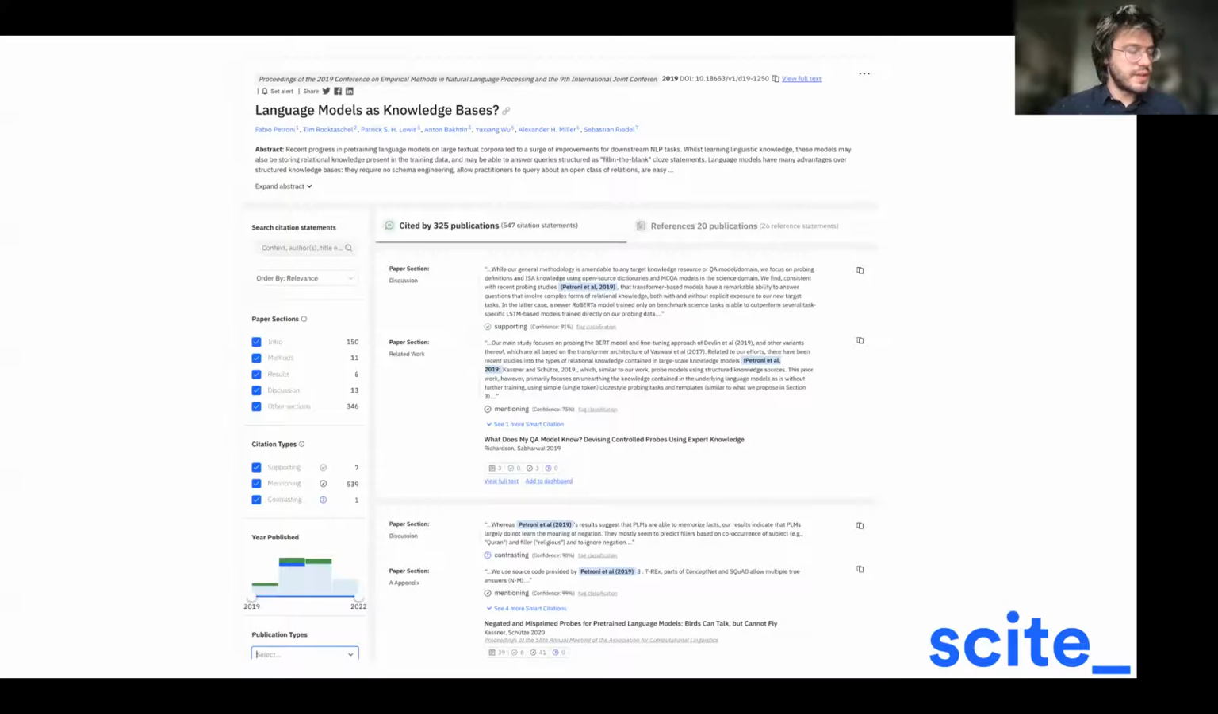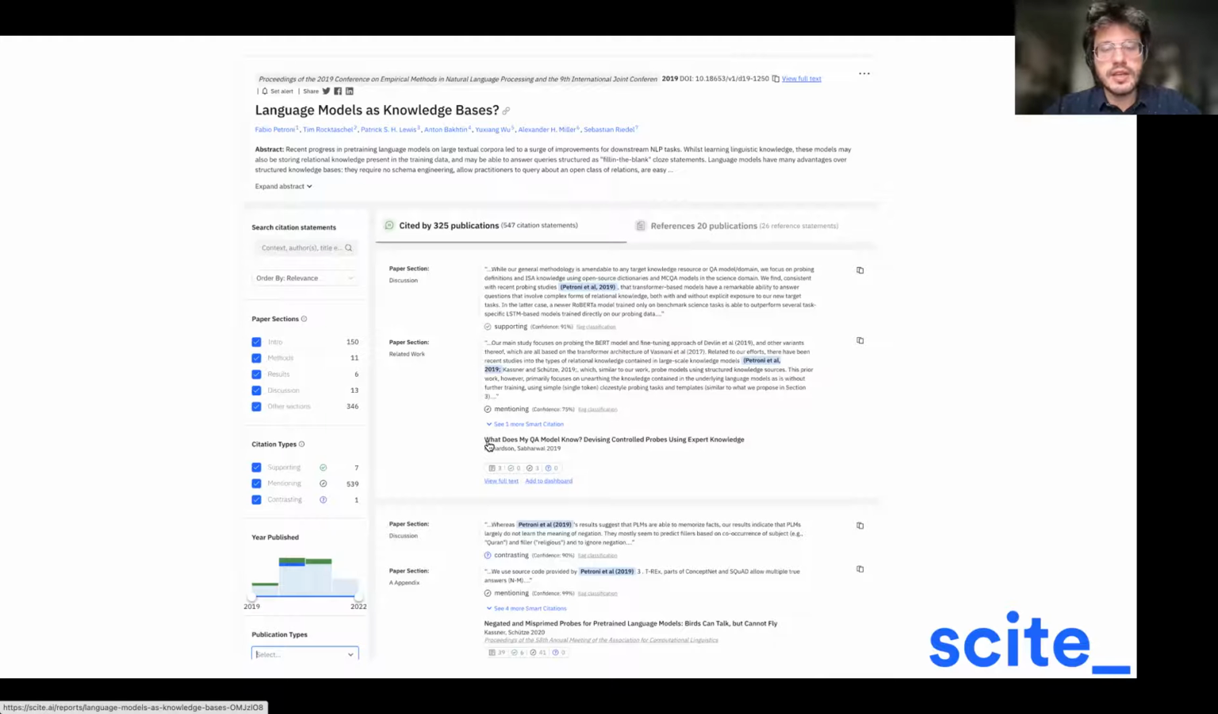And here is just a publication of interest in my field, where you'll see the report. It'll show typical things you would see on a publisher's webpage, like the title and the abstract and so on. But the key difference here is you're able to inspect the citations to this publication. So the publication here is Language Models as Knowledge Bases.